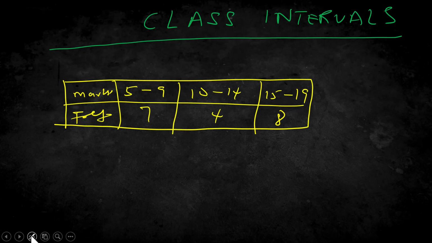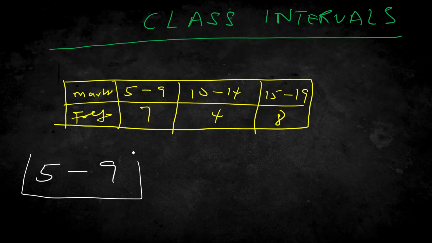Class intervals. All right. Now, a class interval is a symbol which defines a particular group or class. So we have 5 to 9. So 5 to 9 is the class interval. We can also talk about 10 to 14. So these are the class intervals.